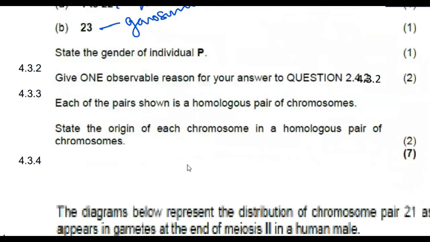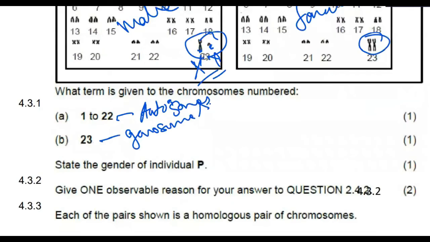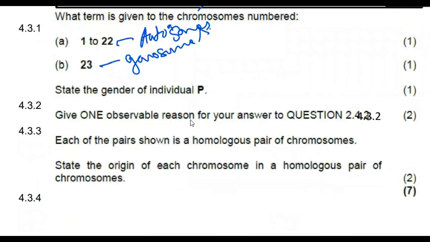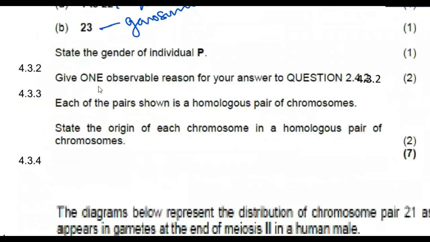Give one observable reason: the chromosome pair number 23. One chromosome is bigger than the other. Therefore, one is X, one is Y. Hence, the person is a male. Then they're saying, give one observable. We have seen it. Each of the pairs shown is a homologous pair of chromosomes.